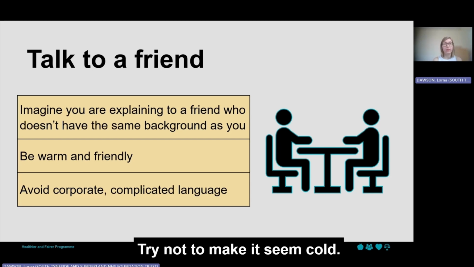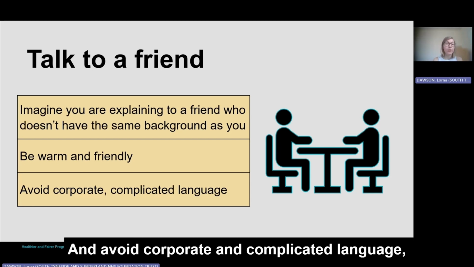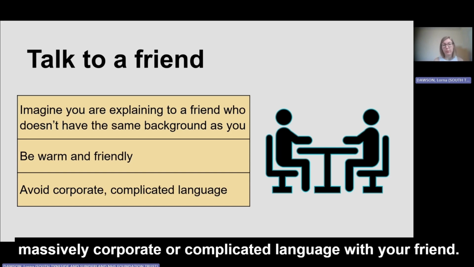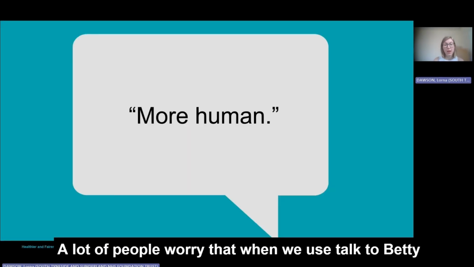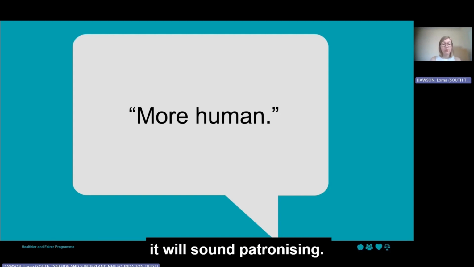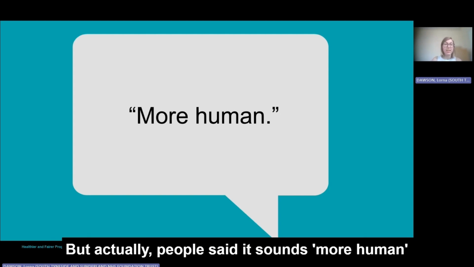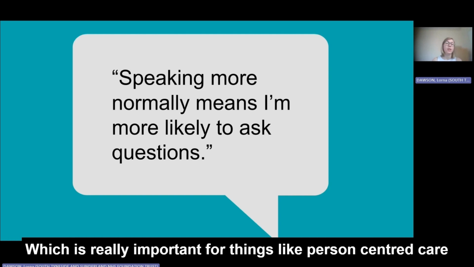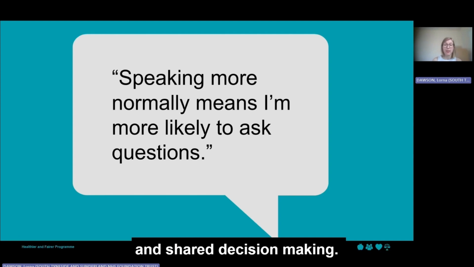Try not to make it seem cold. And also avoid corporate and complicated language, because you probably wouldn't use massively corporate or complicated language with your friend. A lot of people worry that when we use Talk to Betty and when we write at a reading age of 9 to 11, it'll sound patronizing. But actually, people said it sounds more human. And speaking more normally means I'm more likely to ask questions, which is really important for things like person-centered care and shared decision making.